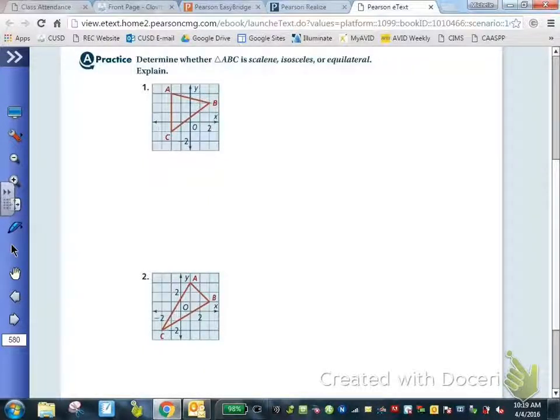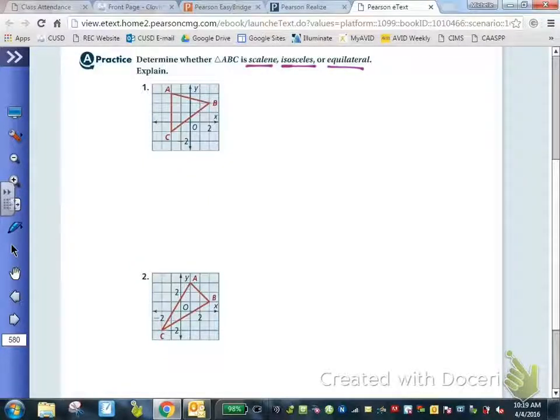Both of these give you a triangle, and you have to determine if the triangle is scalene, isosceles, or equilateral. So let's review these terms really quick. Equilateral, we should all know. Equa means the same. So an equilateral triangle, all 3 sides are the same.